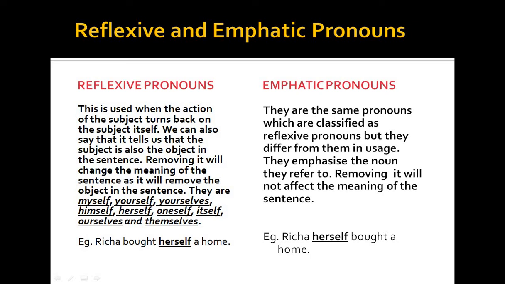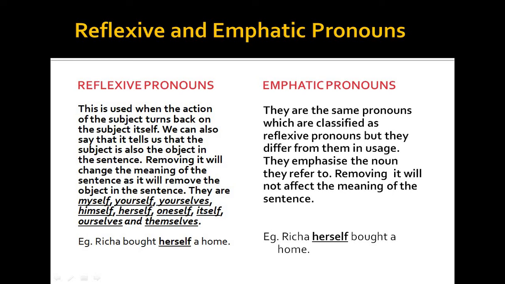Now let us look at the given example under reflexive pronouns. Richa bought herself a home. Richa is the subject and herself is the reflexive pronoun and also the object in the sentence. Who did Richa buy a home for? She bought the home for herself. Now if you remove herself from the sentence, it will become Richa bought a home. Now we do not know who Richa bought the home for. Hence it will change the meaning of the sentence. Thus, herself in this case is a reflexive pronoun.